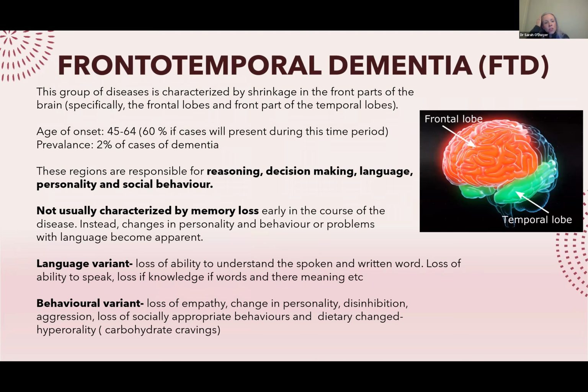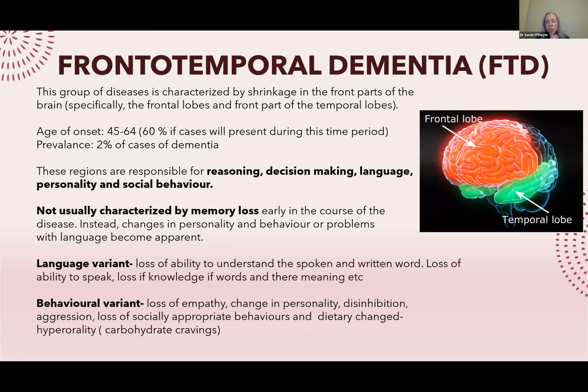And then I just wanted to mention frontotemporal dementia. Frontotemporal dementia is far less common, between 2 to 5% of cases of dementia. This is a particular type of dementia where often the memory is not impacted at all, because the area of the brain that shrinks is the frontal and the temporal lobes. The memory centers are often preserved, particularly until later on in the condition. So the average age is younger.